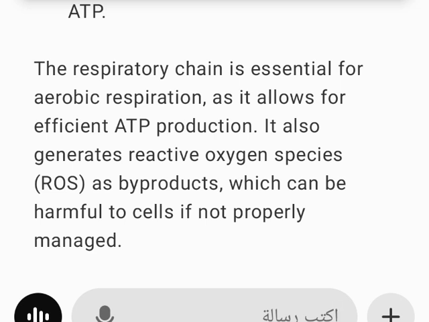The respiratory chain is essential for aerobic respiration as it allows for efficient ATP production. It also generates reactive oxygen species, ROS, as byproducts, which can be harmful to cells if not properly managed.